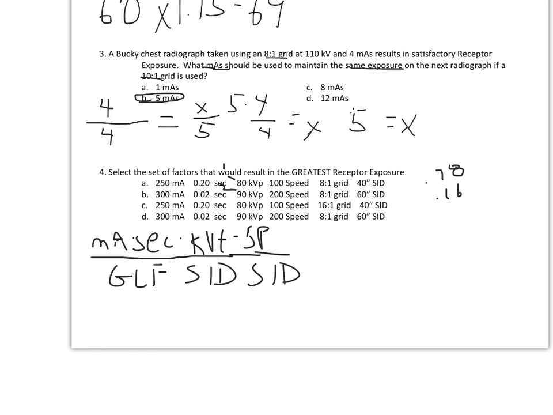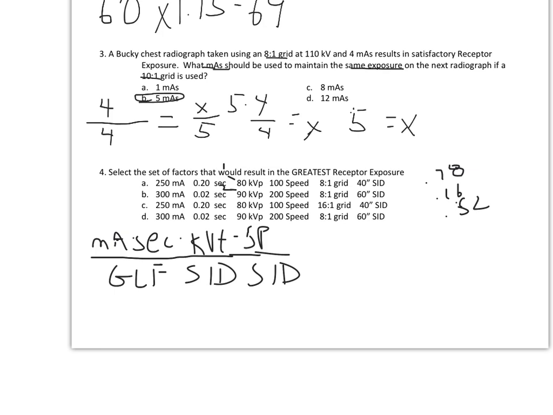For C, we have 250 times 0.2 times 1 for the 80 kV factor times 100 for the speed, divide by 6 for the grid factor, divide by 40 for the SIDs, you get 0.52.